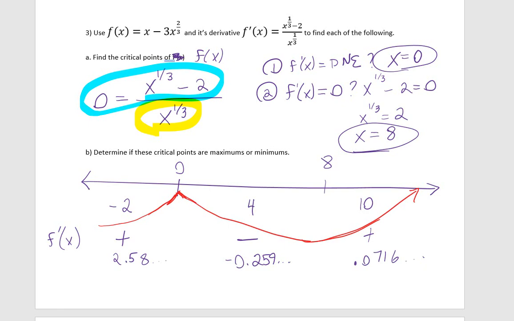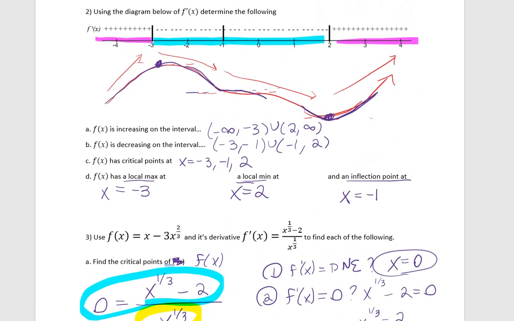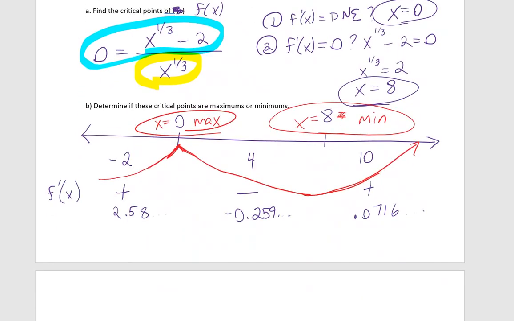So here, since I went from positive to negative, when x equals 0, I'm going to have a maximum. And when x equals 8, that is going to give me a minimum, since I'm going from negative to positive. So this is one way to check if you have maximums or minimums. I like to do this number line because it's very similar to the number line that we looked at in the example above.